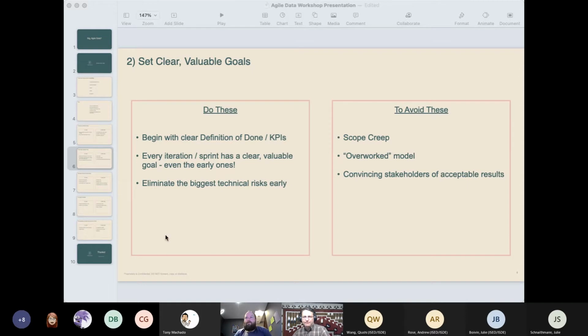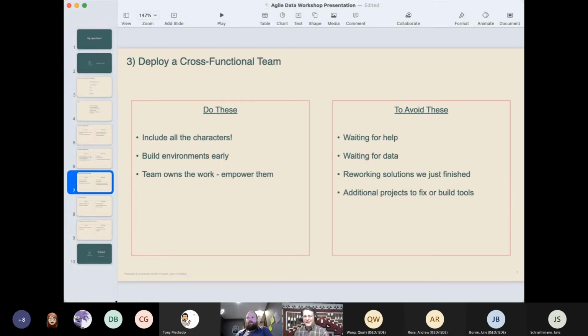So, okay, we've talked a little bit about our focus on customer value. We've talked a little bit about goals. Here's one that most people don't think of. Get yourself a cross-functional team.